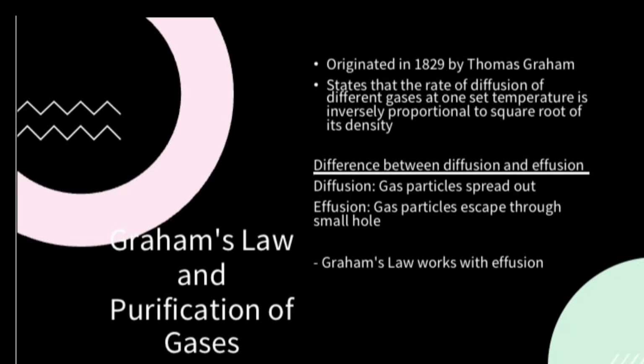It originated in 1929 by Thomas Graham as he made the idea. It states that the rate of diffusion of different gases at one set temperature is inversely proportional to the square root of its density. You might be wondering what the difference between diffusion and effusion is. The difference is that diffusion means that gas particles spread out, whereas effusion means that gas particles escape through a small hole. Graham's law works with both, but we will be emphasizing effusion during this culminating project.